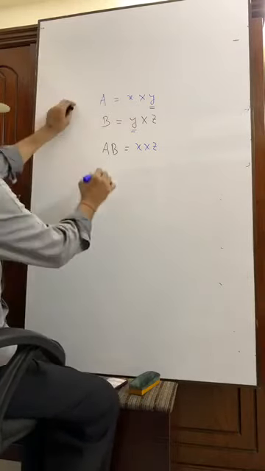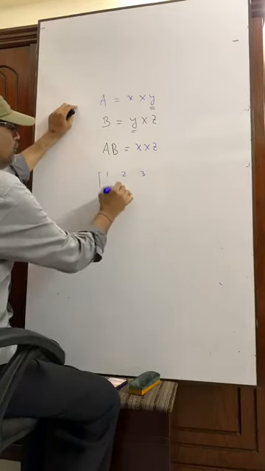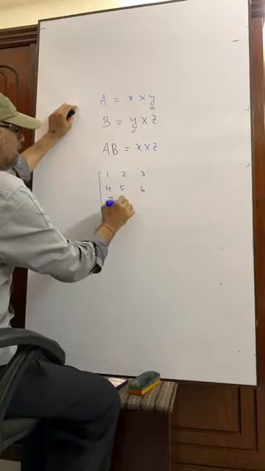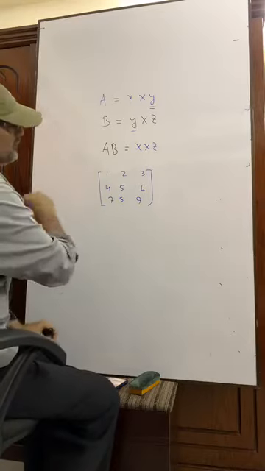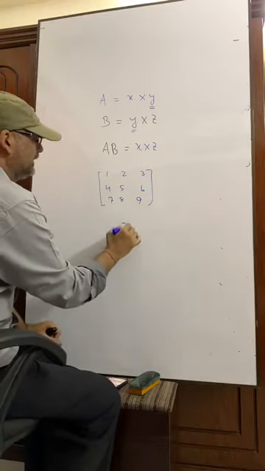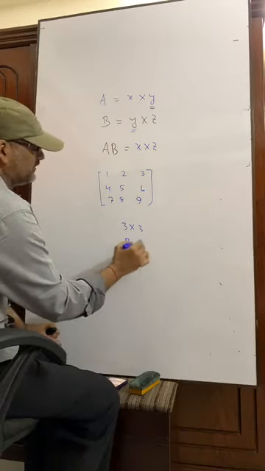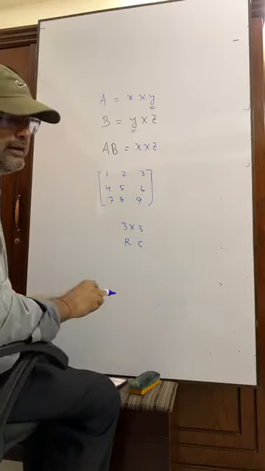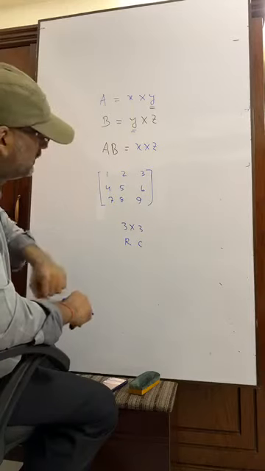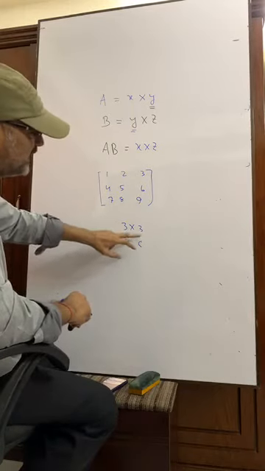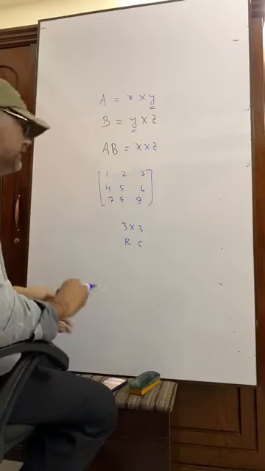Suppose 1, 2, 3, 4, 5, 6, 7, 8, 9. This is the matrix of 3 into 3. At first, RC, this is R, this is C. The first one is row and the second one is column, RC. It is a matrix of 3 into 3.